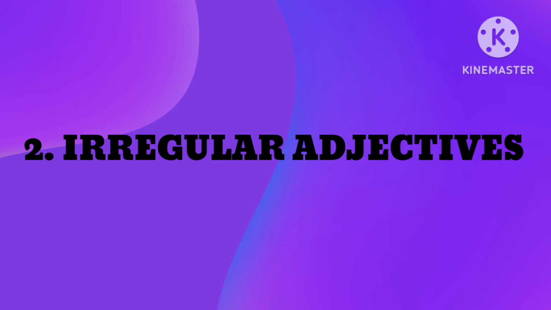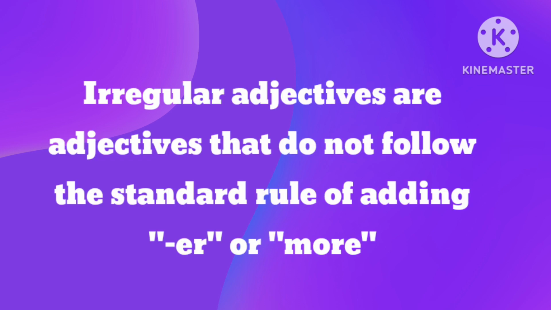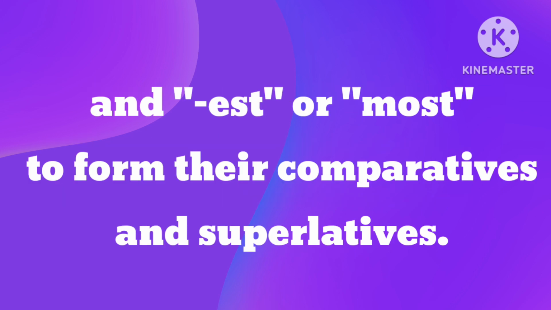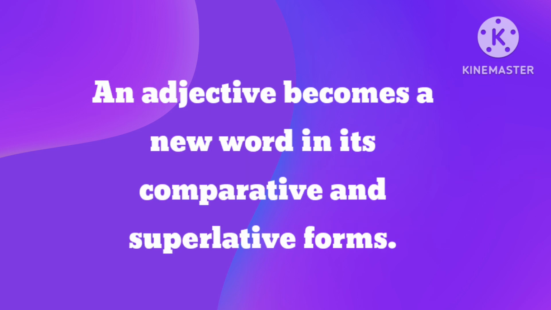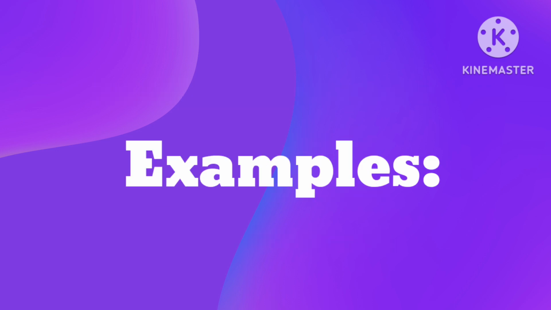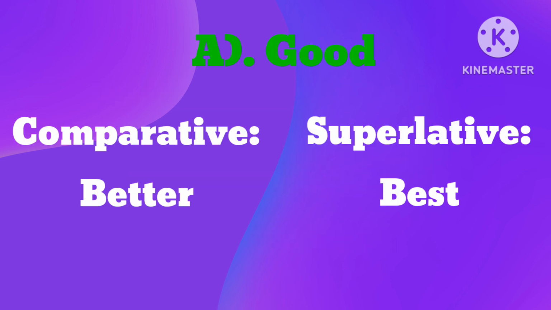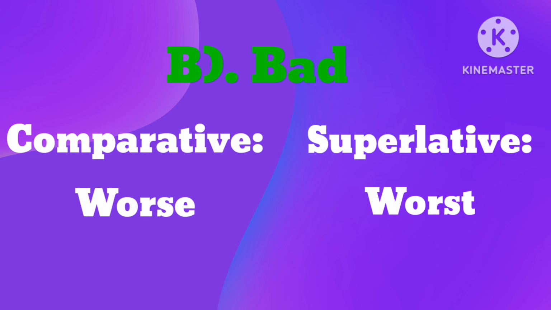2. Irregular adjectives. Irregular adjectives are adjectives that do not follow the standard rule of adding er, or more, and est, or most, to form their comparatives and superlatives. An adjective becomes a new word in its comparative and superlative forms. Examples: a. Good. Comparative, better. Superlative, best. b. Bad. Comparative, worse.